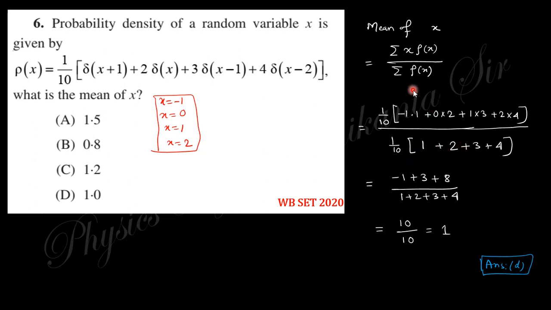In the lower side, for the summation of rho x, when we take x equal to -1, this is non-zero. When we take x equal to 0, this is non-zero, which is 2. When x equals 1, this is non-zero, which is 3. When x equals 2, this is non-zero, which is 4. So if you take the sum of these, you can easily find out this is 1.